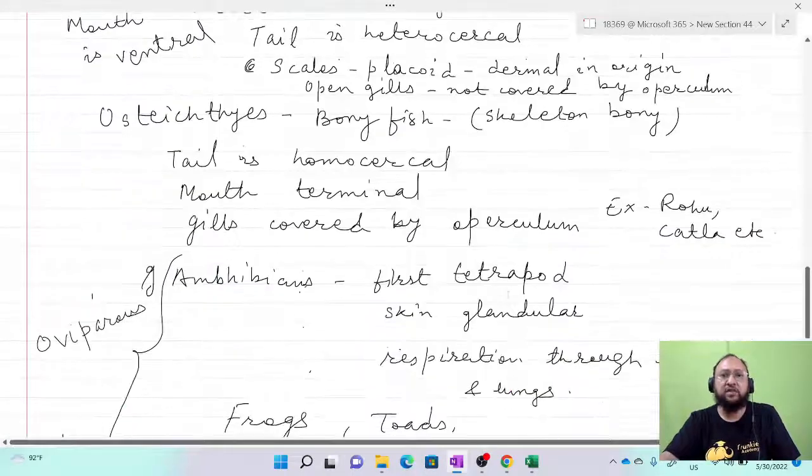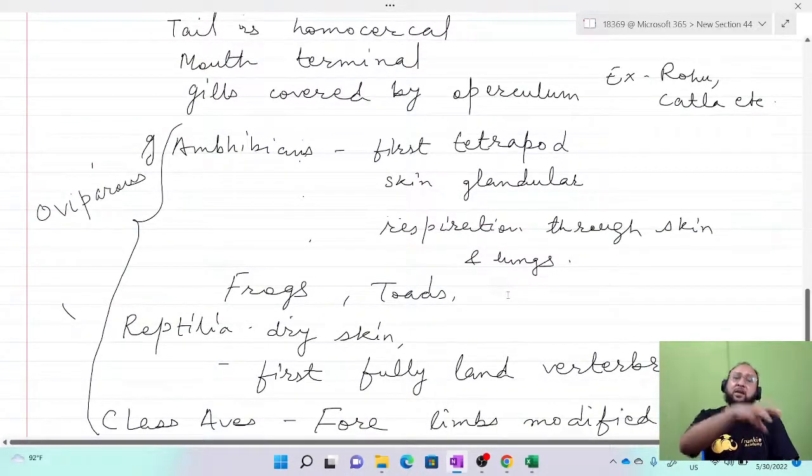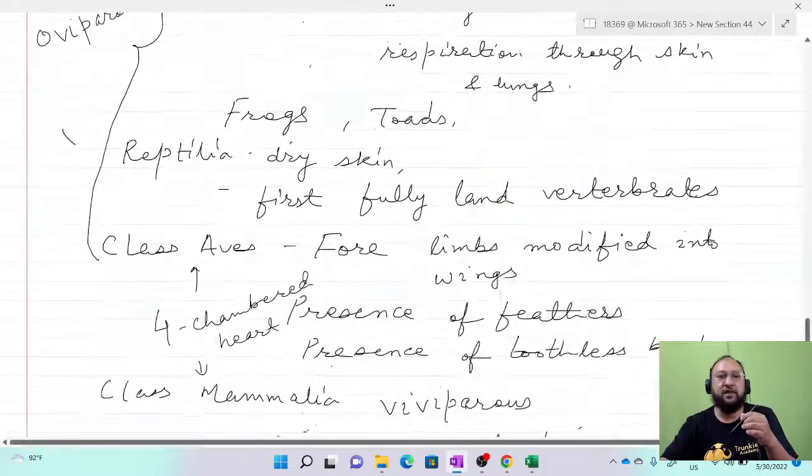Amphibians are the first tetrapods, and for the first time, animals came out of the water and adapted to some extent to live on land. Amphibians can live both in water and on land, so they are called amphibians: amphi means both, and bios means life. So both modes of life are found. Skin is glandular, respiration is through skin and lungs. Frogs and toads are examples of amphibians.